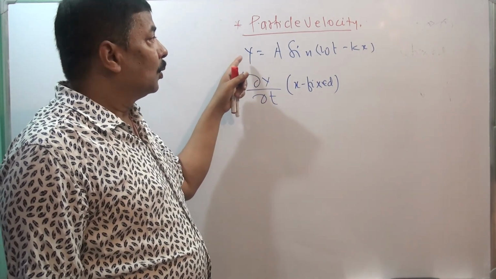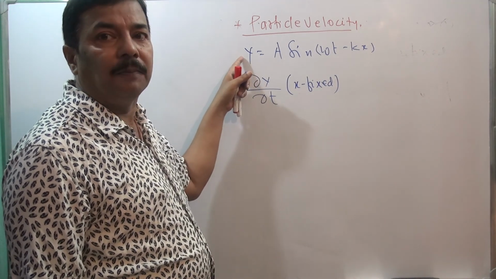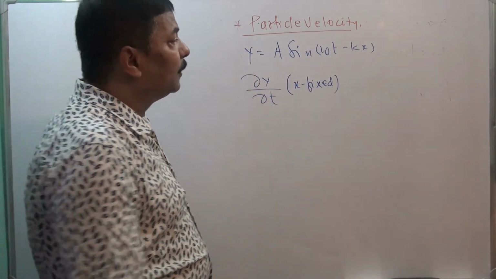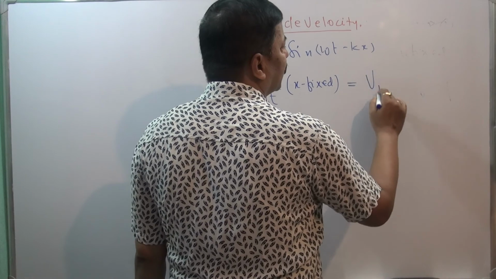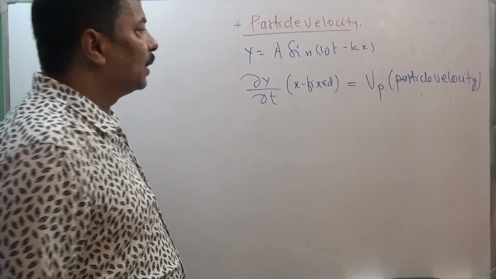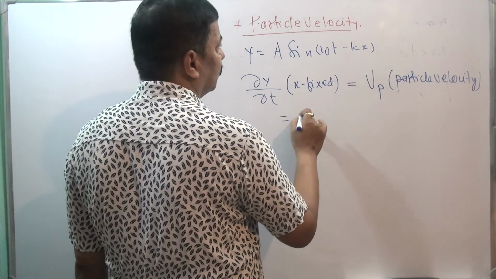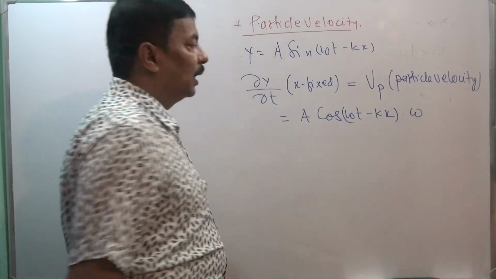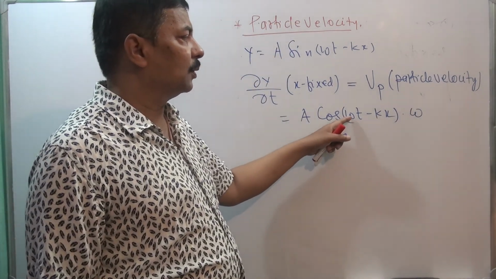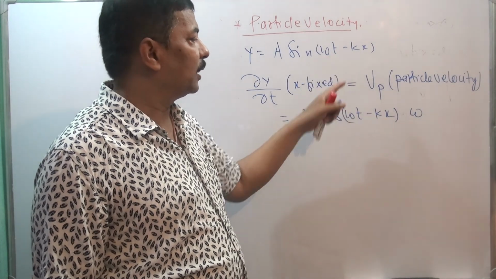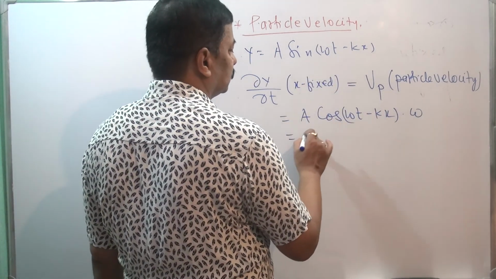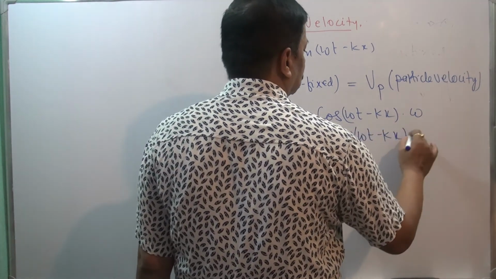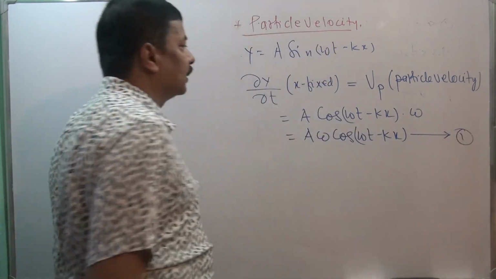And this is whose displacement? This is the displacement of the particle. So if it is the displacement of the particle, then it is giving you the particle velocity. So what can we get? x we have fixed. So it is cos omega t minus kx, and the derivative of omega t is omega. So it is giving you A omega cos omega t minus kx. This is your particle velocity.